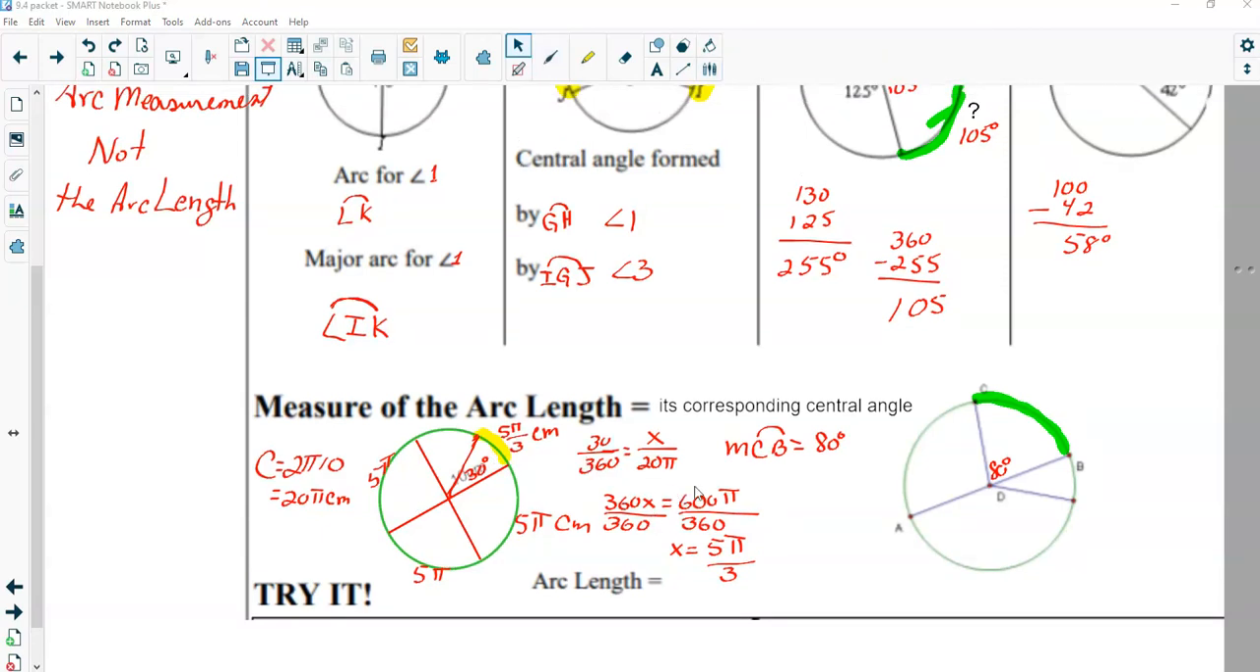There is another way you could do this. I like using proportions, but if you don't want to use proportions, you could use a formula. And here's how we derive the formula. Give me one sec right here. I'm going to take this whole thing.